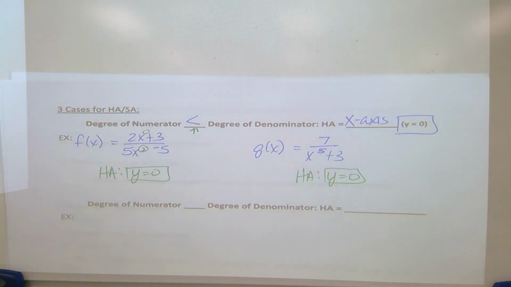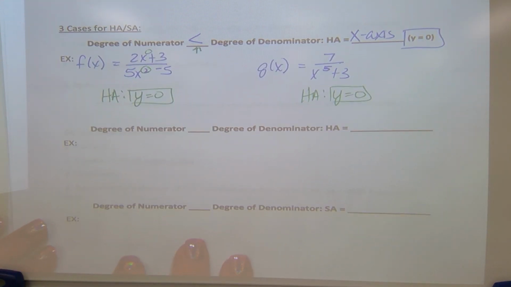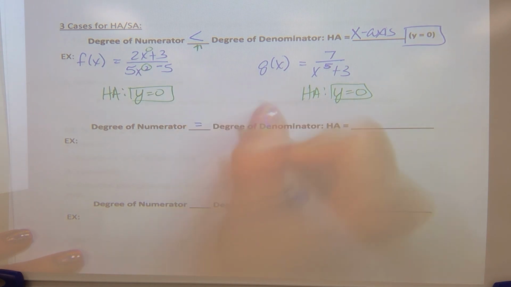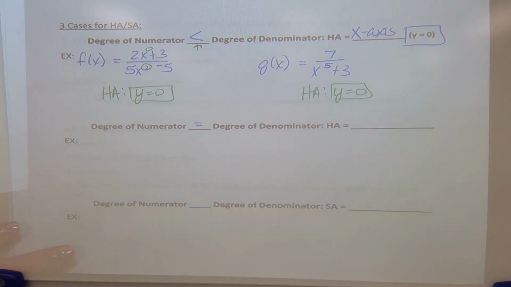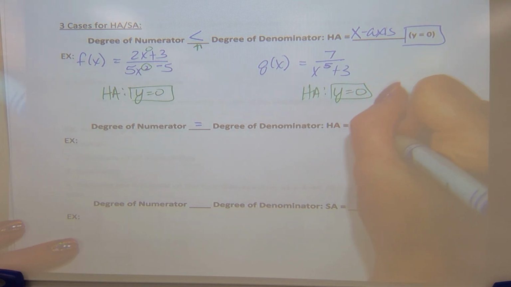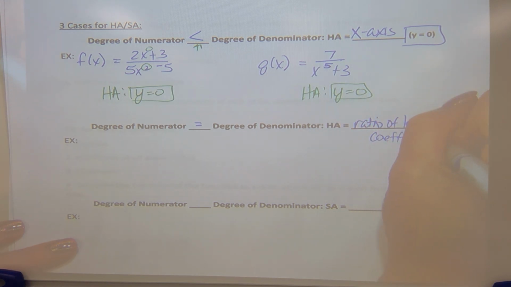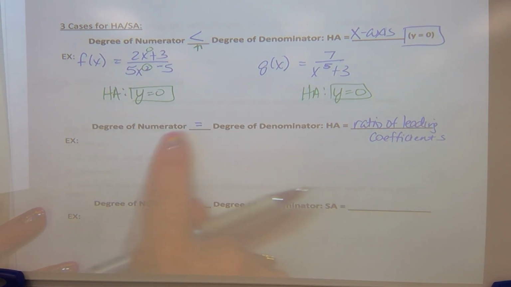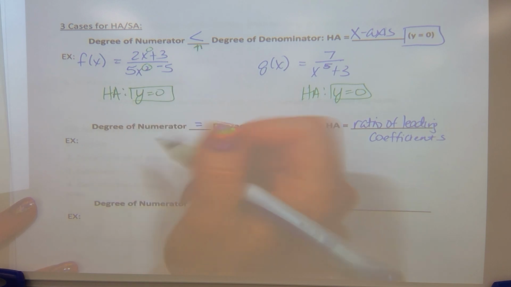The second situation that can occur when I'm comparing the degree of the numerator to the degree of the denominator is that those 2 degrees are equal. When that happens, I have a horizontal asymptote at the ratio of the leading coefficients. So let's just adjust that f of x and g of x up here to make it a situation where our degrees are equal in the numerator and the denominator.